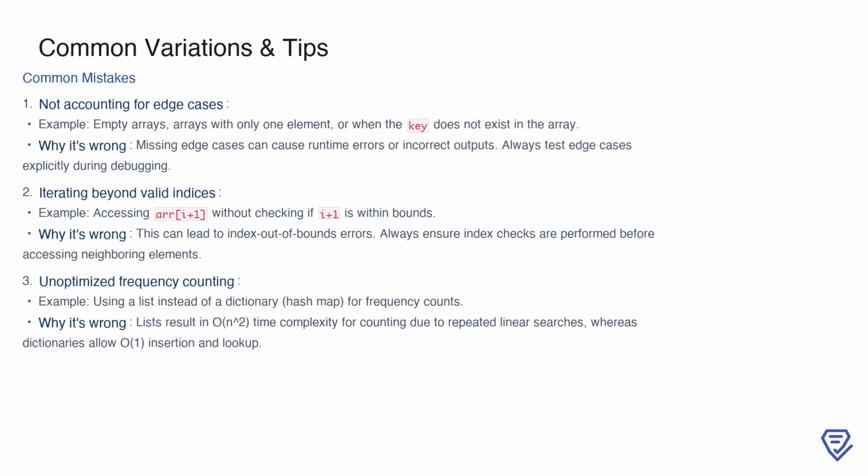Finally, unoptimized frequency counting is another mistake to avoid. Using a list to count frequencies, for instance, results in O(n squared) time complexity due to repeated linear searches. In contrast, dictionaries, or hash maps, allow for O(1) insertion and lookup, making them significantly more efficient for this task.